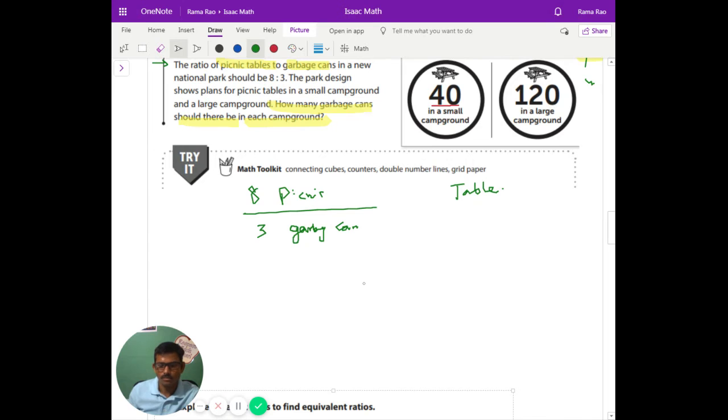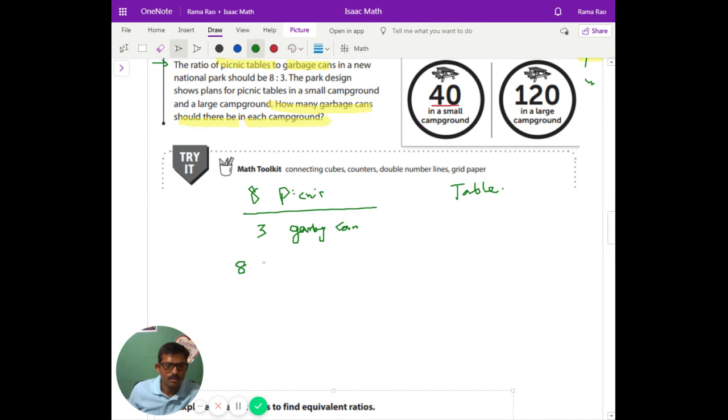All the way until I got 40, and I multiply 3 all the way until I get how many trash cans in all those in the small campground. And the total I got, 40 tables, is that 15 trash cans in the small campground. Good job. Give me a high five.